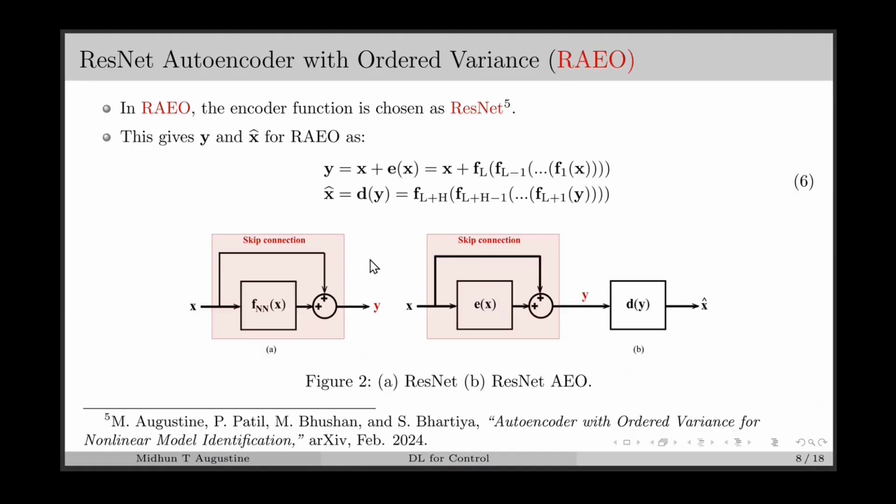Here is the structure for the ResNet autoencoder with ordered variants, in which we will be using a ResNet connection in the encoder part only, which gives us the latent vector as x plus e of x. And the decoder is a feedforward neural network only. Therefore, in the case of ResNet AEO or RAEO, the latent vector y will be equal to x plus e of x, and the reconstructed vector x hat will be d of y.